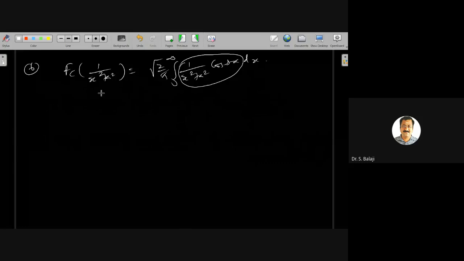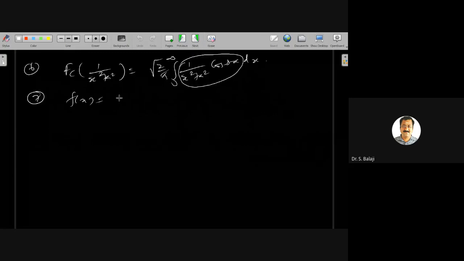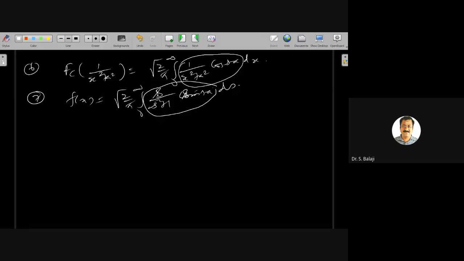Therefore, for this type of problem, and similarly the seventh problem, where they are asking for f of x from the Fourier sine transform s by s square plus 1, we need root of 2 by pi integral 0 to infinity s by s square plus 1 sine sx ds. This part of the integral is also tedious. But anyway, the denominator is x square plus a square or s square plus a square.